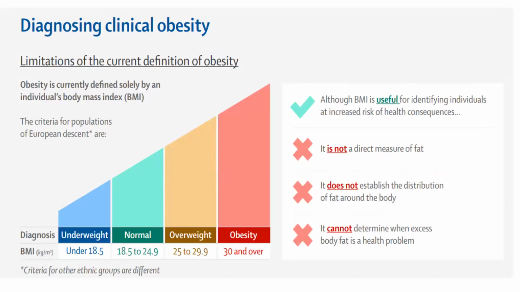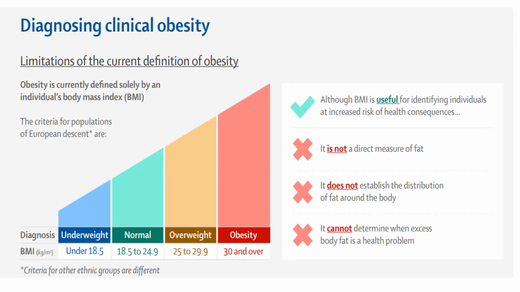So diagnosing clinical obesity has limitations, and currently we are just diagnosing the patients on the basis of BMI. So with a BMI of under 18.5, we label the patients as underweight. 18.5 to 24.9, we label them as normal BMI, overweight is 25 to 29.9, and obesity we define as any BMI more than 30.